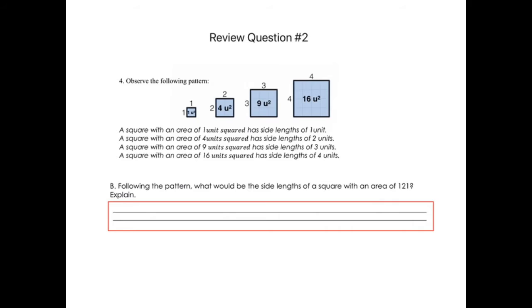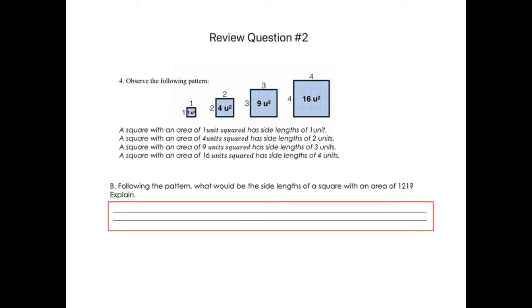The second question that a lot of people struggle with during the task was this question over here, where we gave you different squares. We gave you the areas of the square, told you to look at the pattern of what was happening here, and then use that to figure out what the side length of a square would be if it had an area of 121.